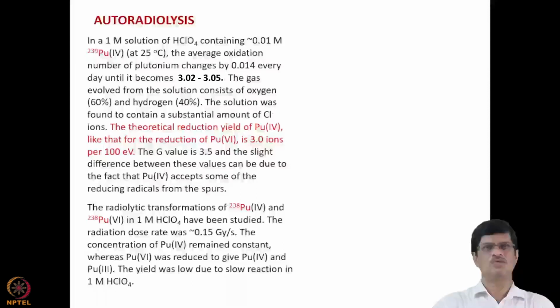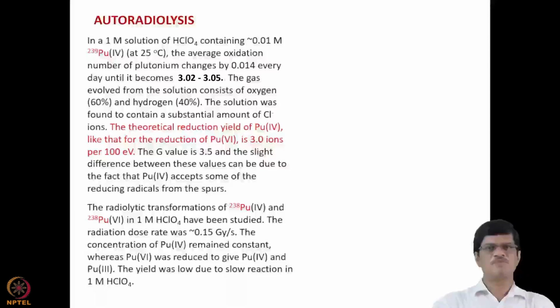The theoretical reduction yield of plutonium 4, like that of the plutonium 6 just discussed in the previous slide, is around 3 ions per 100 electron volt. The G value of 3.5, which is experimentally seen, is because of a slight error due to the plutonium 4 reduction from the radicals from the solvent, actually coming because of the alpha particles.